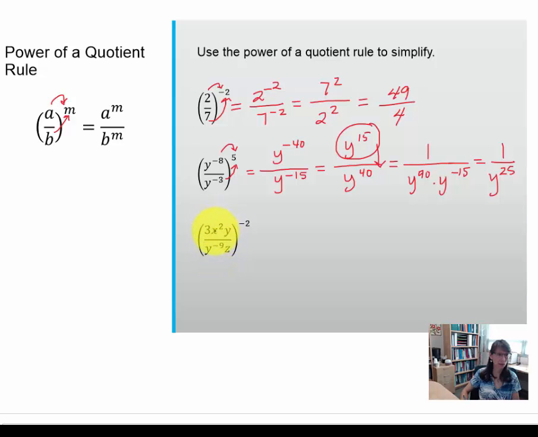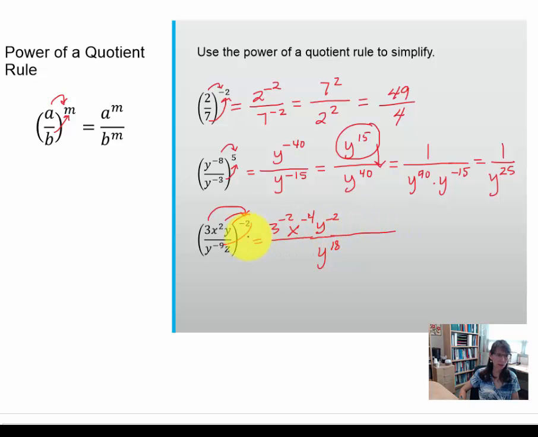In our last example, we have a numerical base, and we've got bases of x, y, and z. So every base, including the numerical base, is going to be raised to the power of negative 2. So I have 3 to the negative 2, x to the minus 4, and y to the minus 2. In the denominator, y to the negative 9 times negative 2 makes y to the 18th.